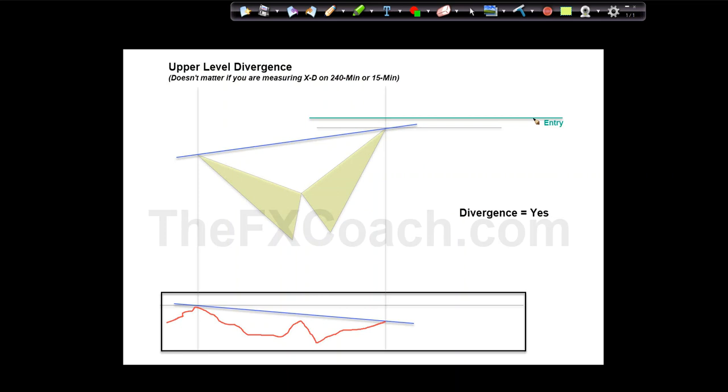Here's our entry line. I'm using XD to measure divergence. And oh, look at this. Price is going up from X to D, and my divergence indicator, again, whatever you want it to be, let's call it MACD, is going down. I have divergence. Yay! Wait a second, it's before the entry. What does that mean? I got divergence, but we're not at the line yet. Does that mean this is the point of reversal?